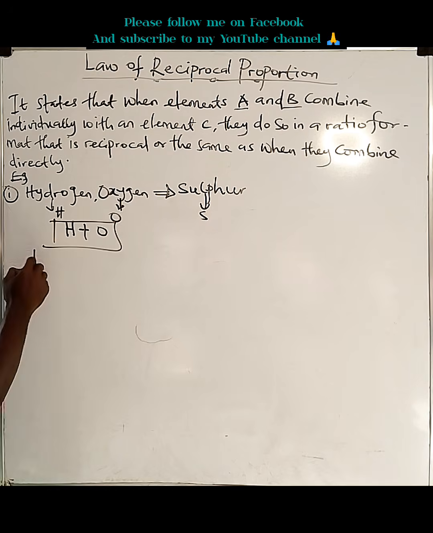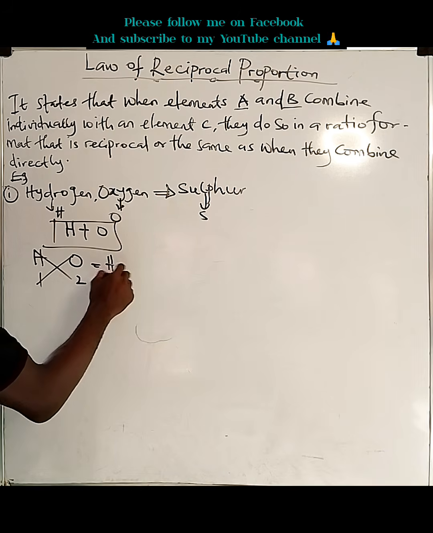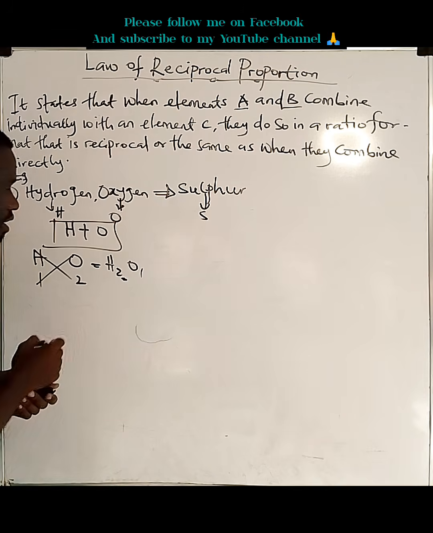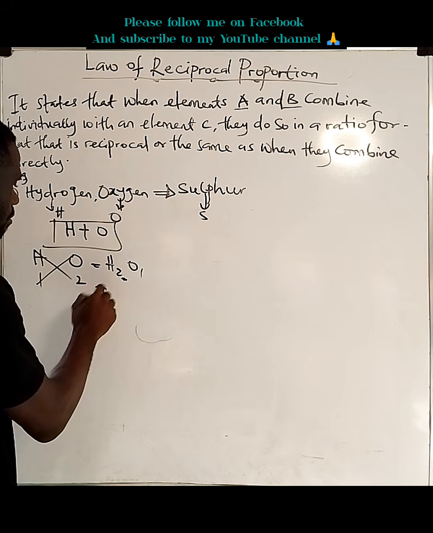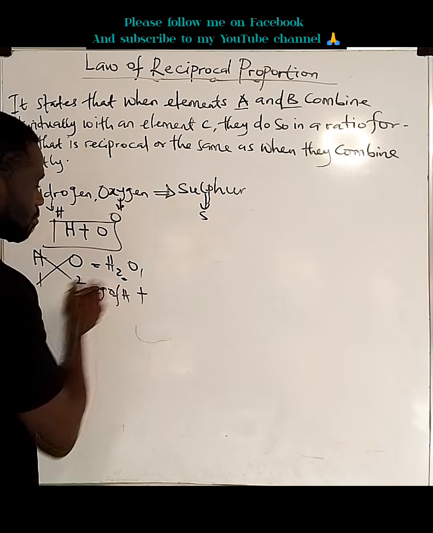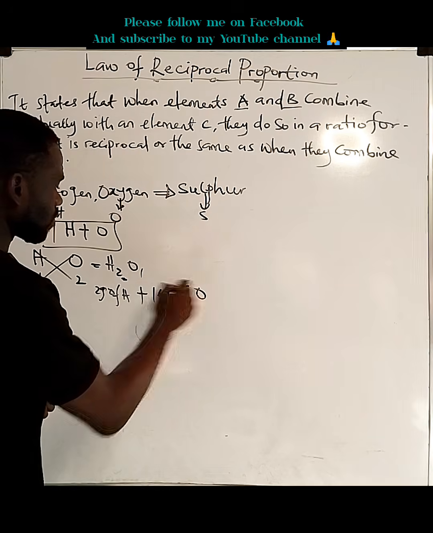Now, hydrogen naturally has a valency of 1. Oxygen has a valency of 2. So let's see what we're going to get. Hydrogen plus oxygen will give us H2O, that's H2O1. So this is water. So what do we have from here? H2O, that is, we have 2 grams of hydrogen plus, what's the atomic mass of oxygen? Plus 16 grams of oxygen.